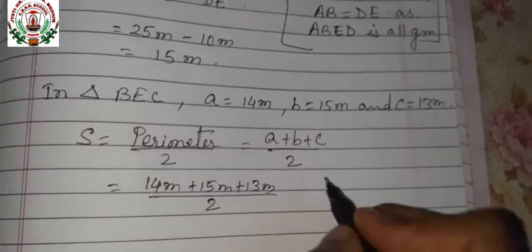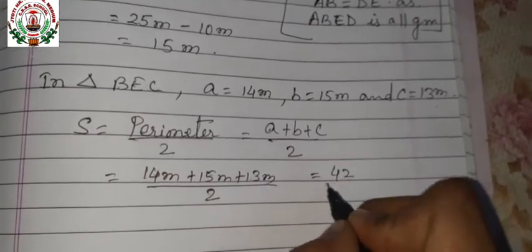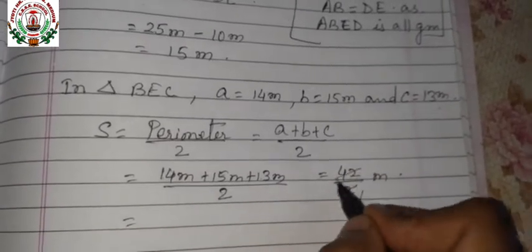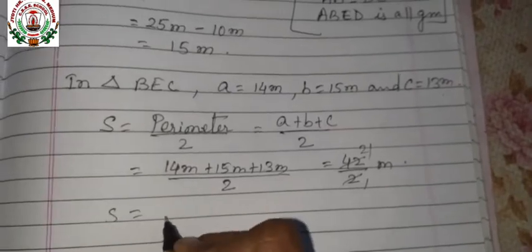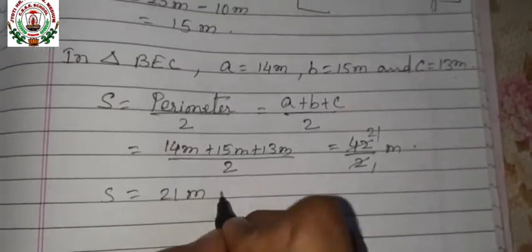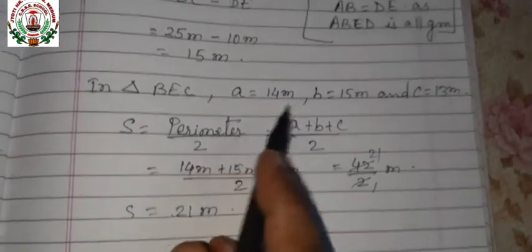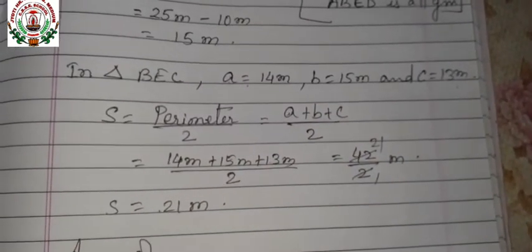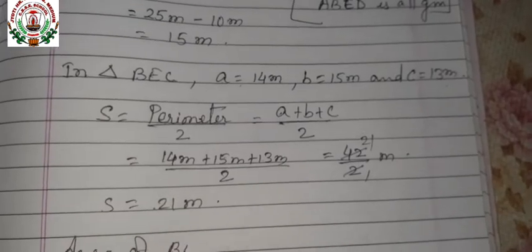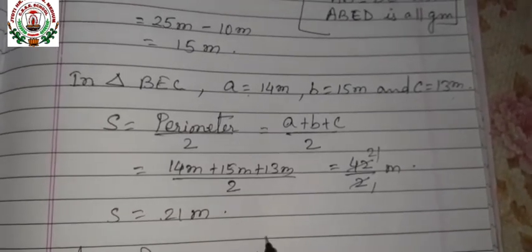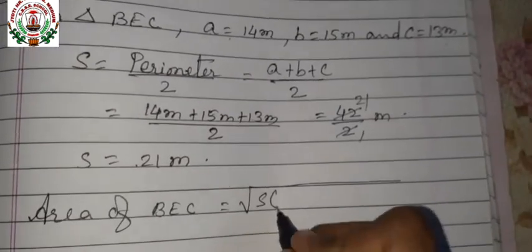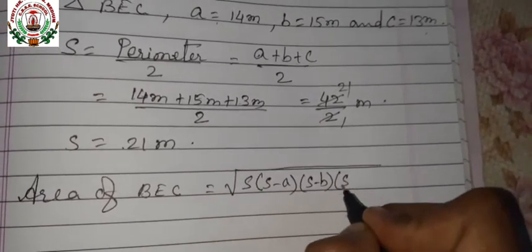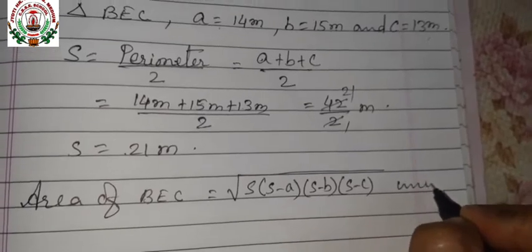So on addition of these all we get 42 upon 2 meter. So on cancelling this, S equals to 21 meter. Now S we got and a, b, c is known to us. Then we can find the area. Area of BEC equals to root of S into S minus a into S minus b into S minus c, using Heron's formula.